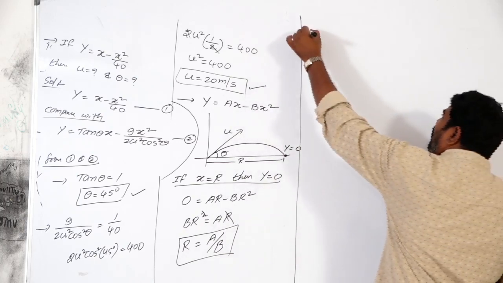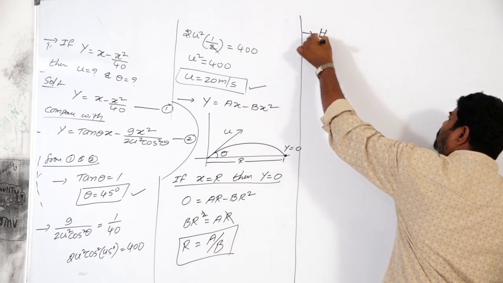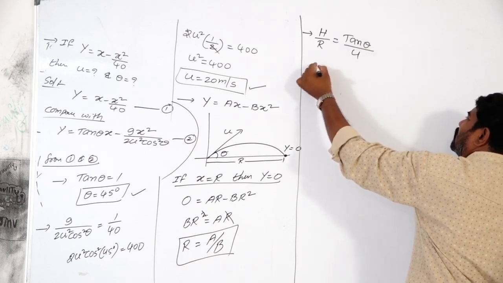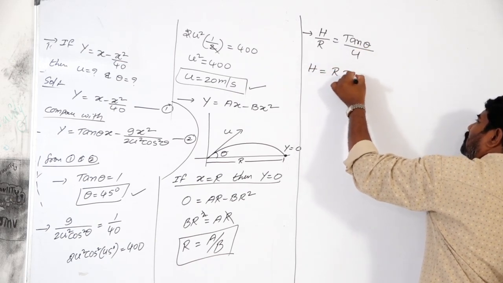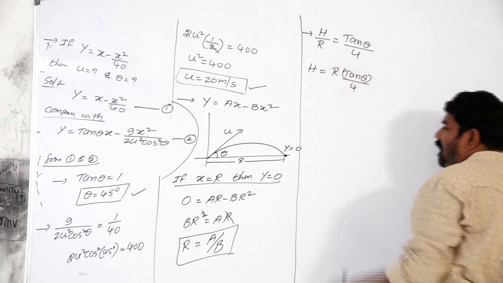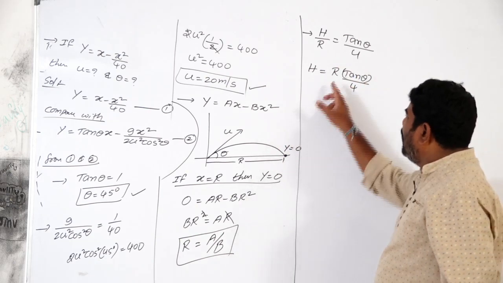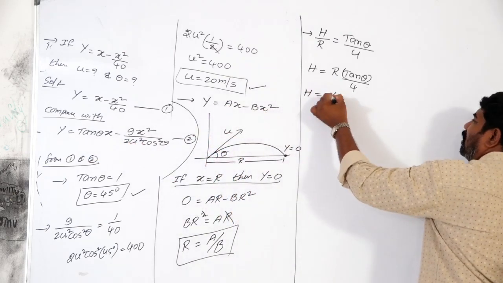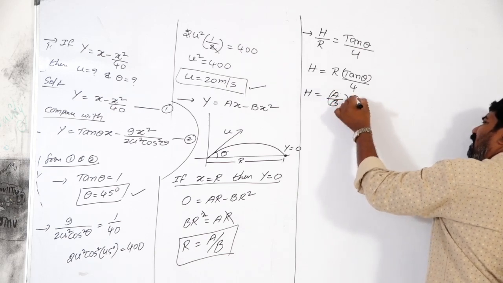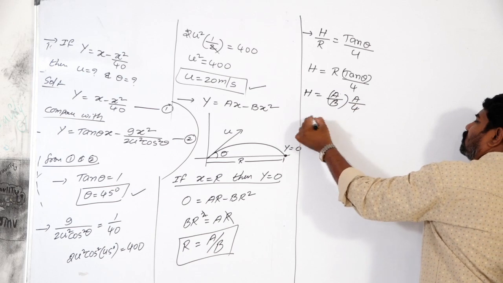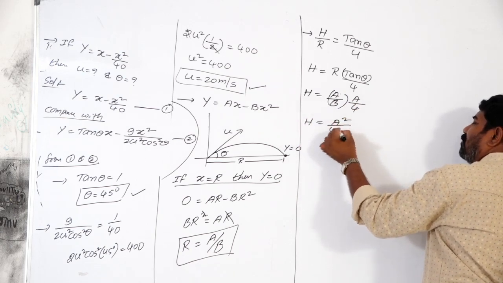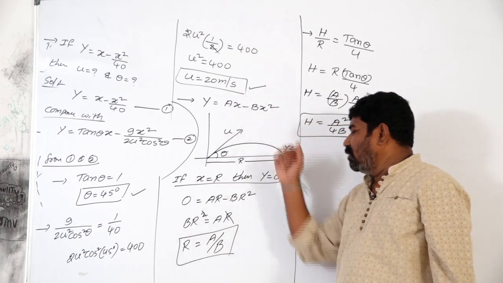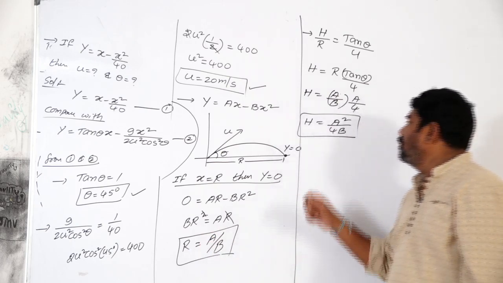Next, what is the maximum height? Here we know that the relation between H and R, H by R is equal to tan theta by 4. So maximum height is equal to R tan theta by 4. But R is nothing but a by b, and tan theta here is nothing but a. So H is equal to a by b into a by 4. So the maximum height formula is a square by 4b. So for y is equal to a x minus b x square, what is the range formula? a by b. What is the height formula?